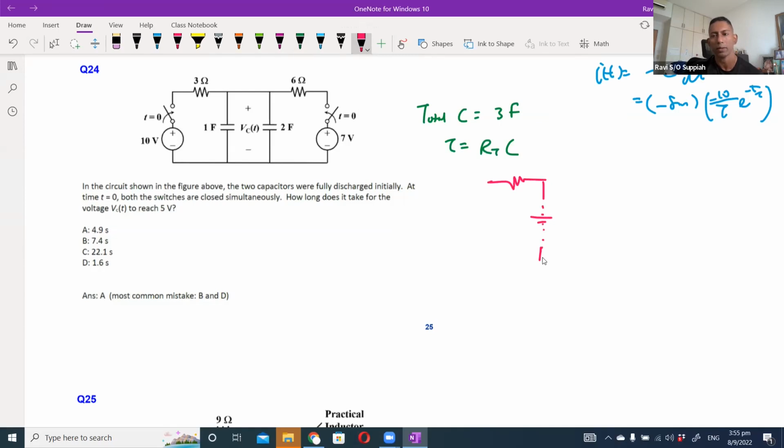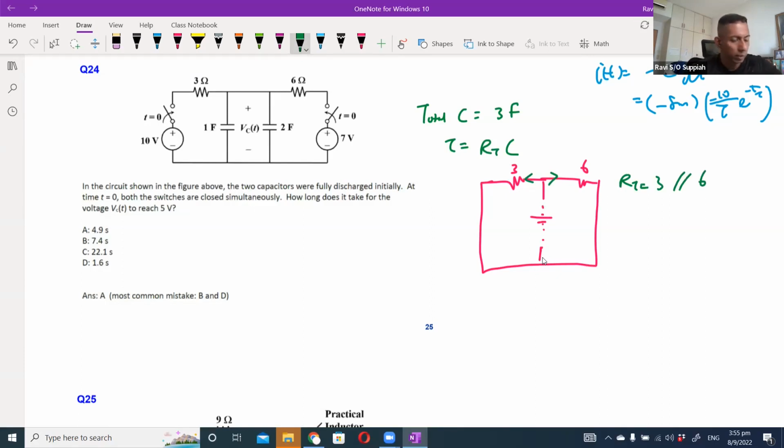And then I have my two resistors, 3 and 6. That is how my circuit will look like, correct? Which is basically current splitting between the 3 ohm and 6 ohm. So the RT is 3 parallel 6, which will give me 2 ohm.